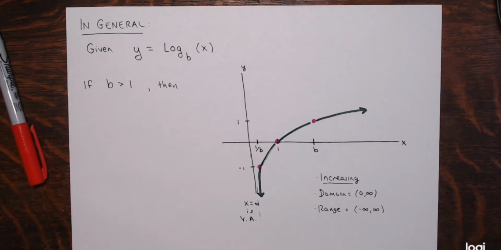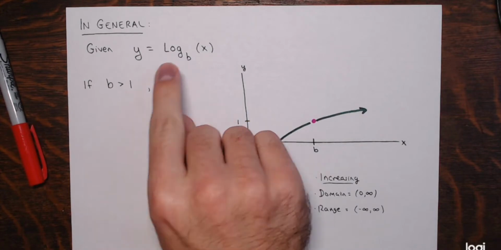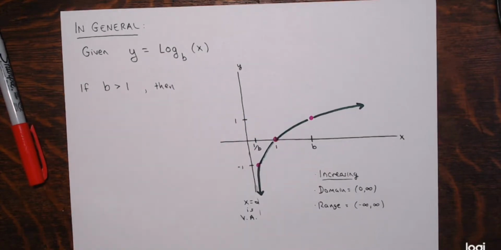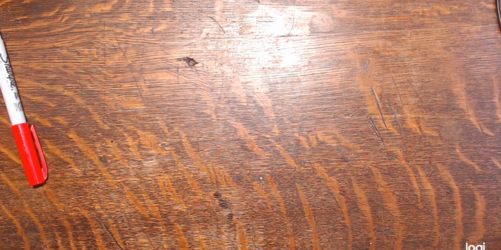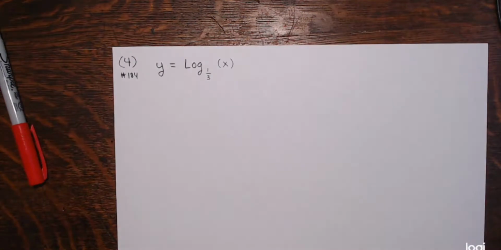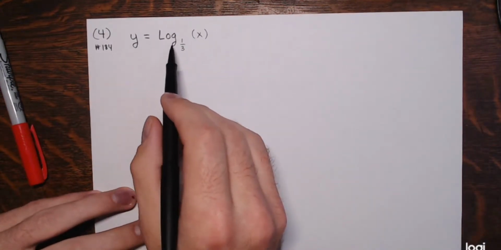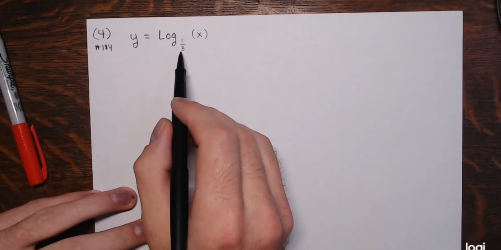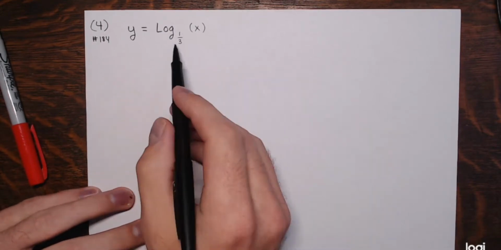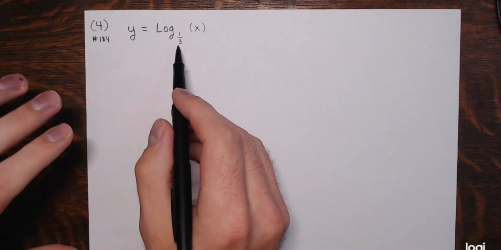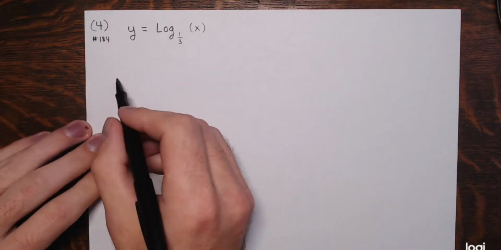Okay. All right, now we're going to look at some examples where the base is less than 1, but still positive. Still positive bases. So example 4, I just got a couple of these. Here's y equals the log base 1/3 of x. Now the base is still positive, but less than 1. Let's see what happens.